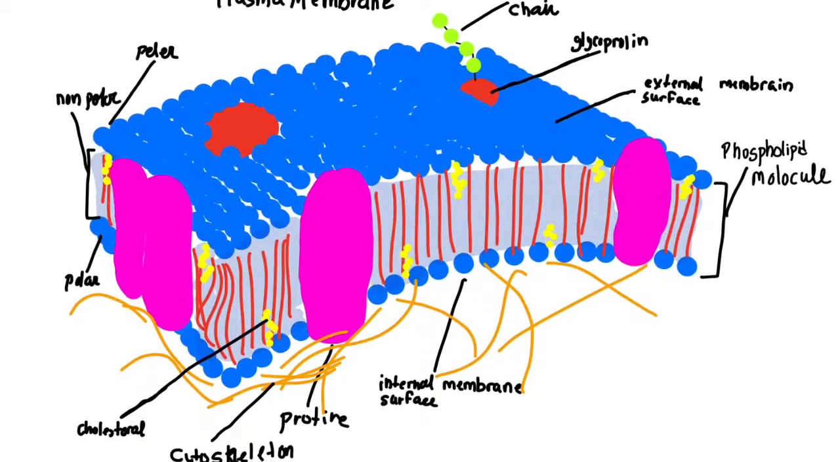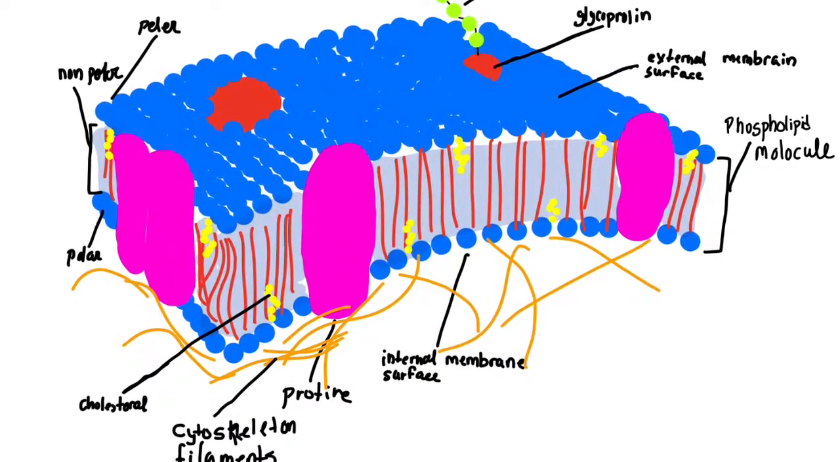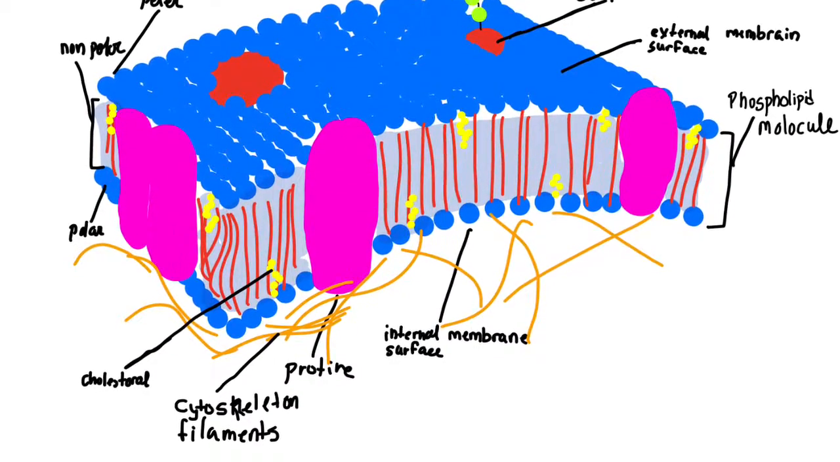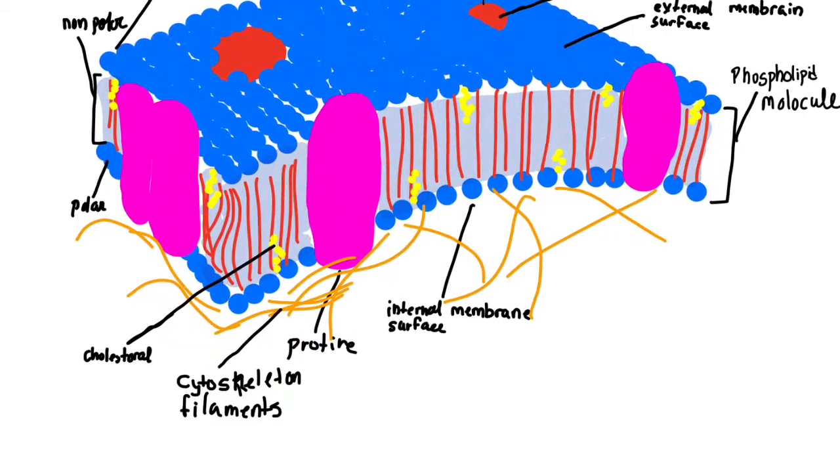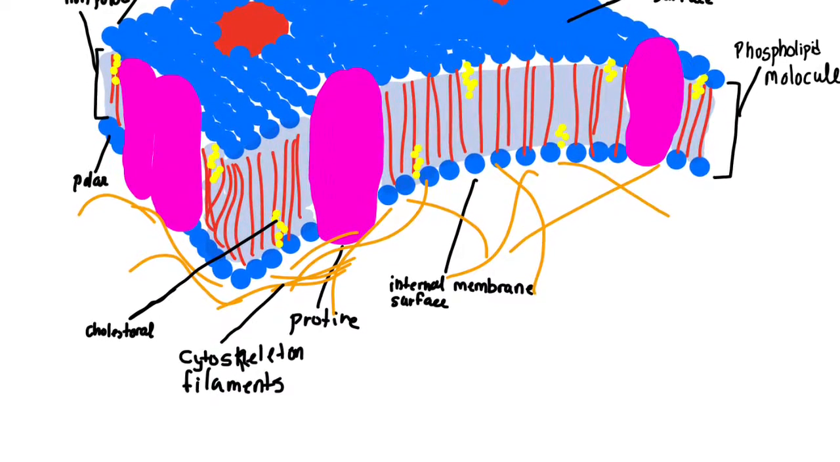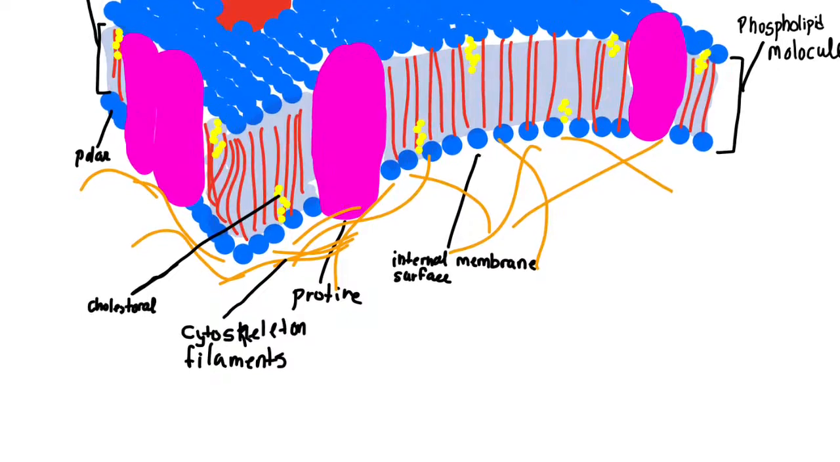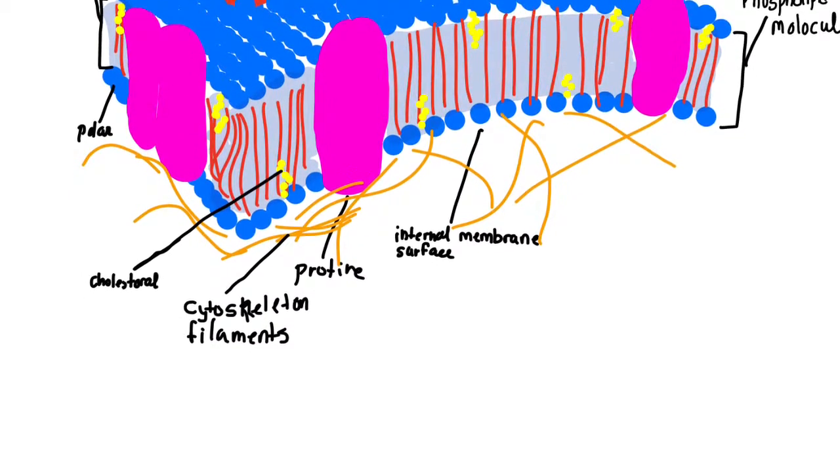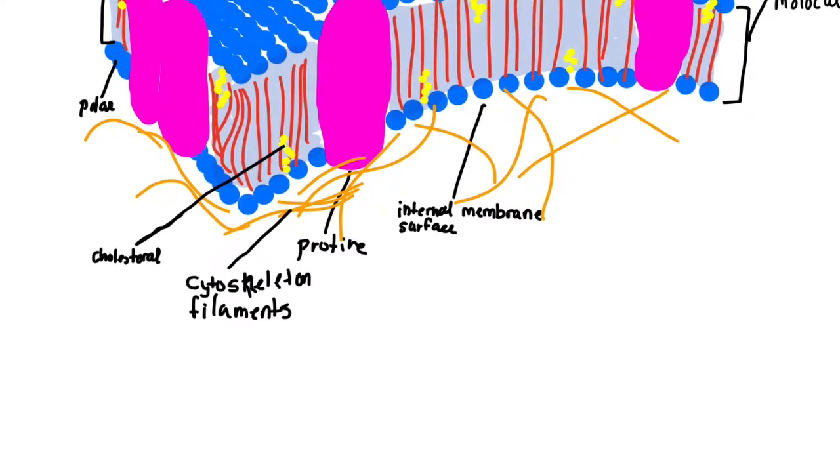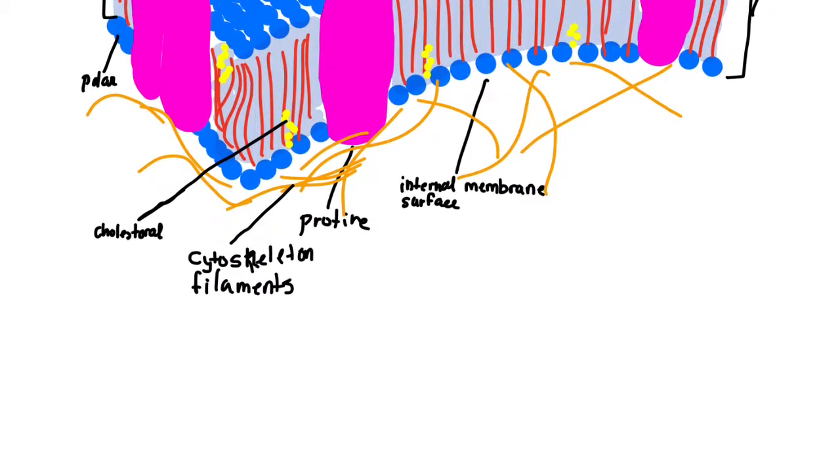So this is the cell membrane, known as the cytoplasmic membrane. It separates the interior of cells and the outside environment. The cell membrane is selectively permeable to ions and organic molecules and controls the movement of substances in and out of cells.